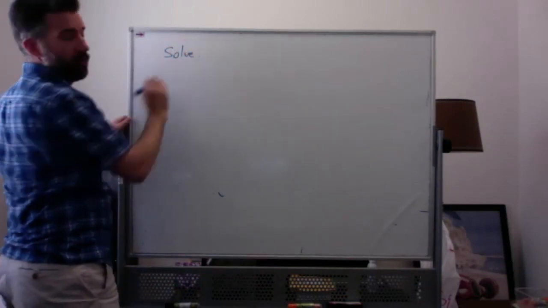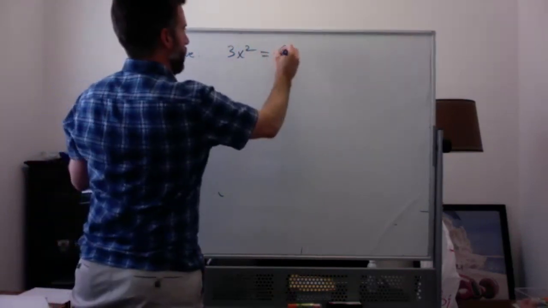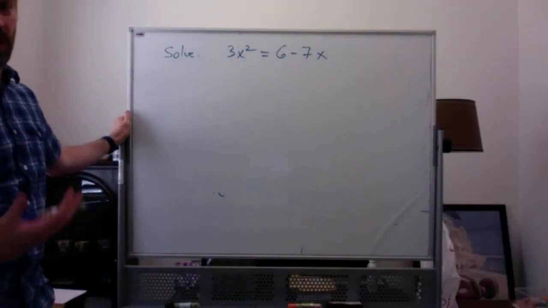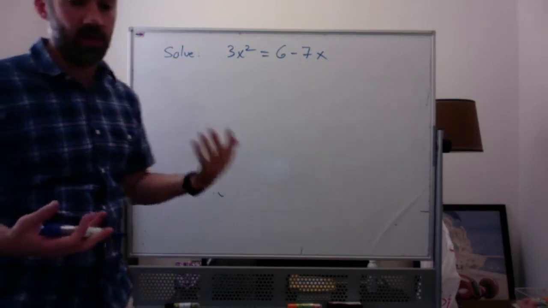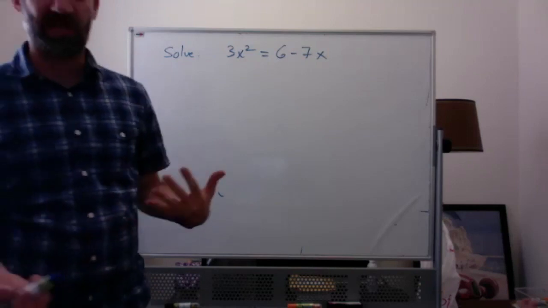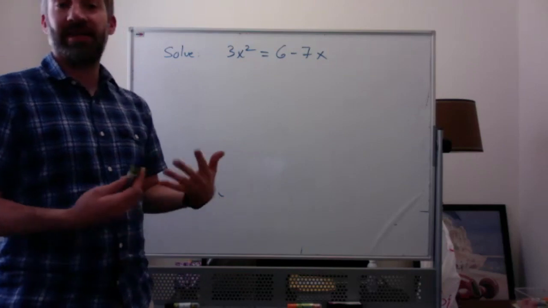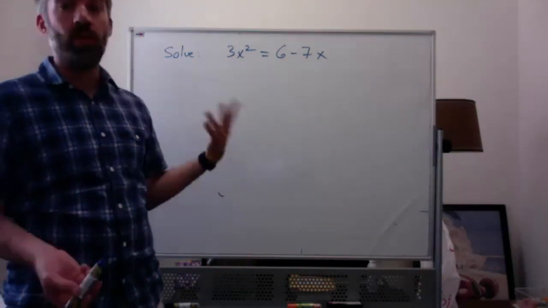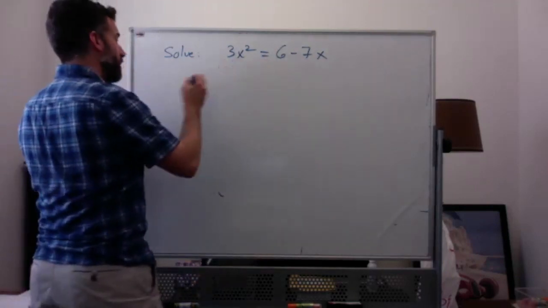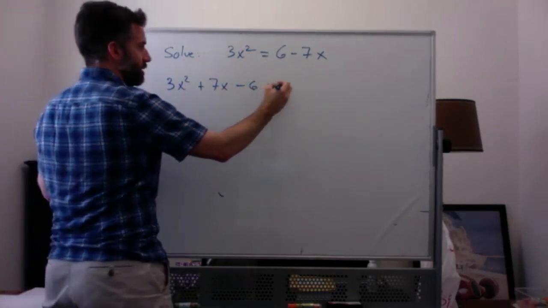So I want to solve 3x squared equal to 6 minus 7x. And just like before, I'm going to put everything on one side. And here's the thing you want to do. You want to put everything on the side where the coefficient of x squared is positive. You can have a negative coefficient of x squared, but I find it especially challenging to deal with that. So I always make it work so that my coefficient of x squared is positive. So I'm going to bring everything to the left. So I'm going to have 3x squared plus 7x minus 6 equal to 0.